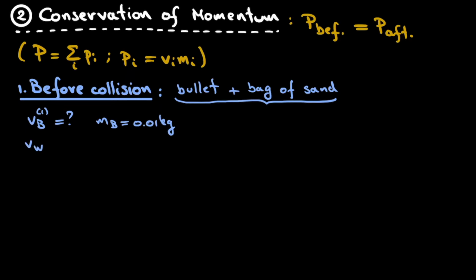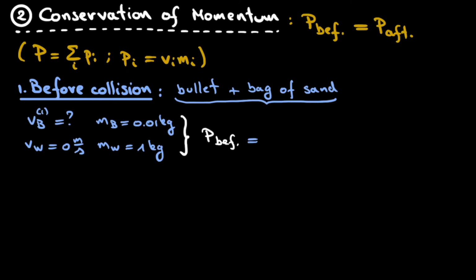We know the velocity of our bag of sand, which is of course 0 meters per second, because it is simply hanging still. Before anything touches this bag of sand, it will not move at all. And we also know the mass of this bag of sand to be equal to 1 kilogram. We can now take these two together to calculate the total momentum before the collision.